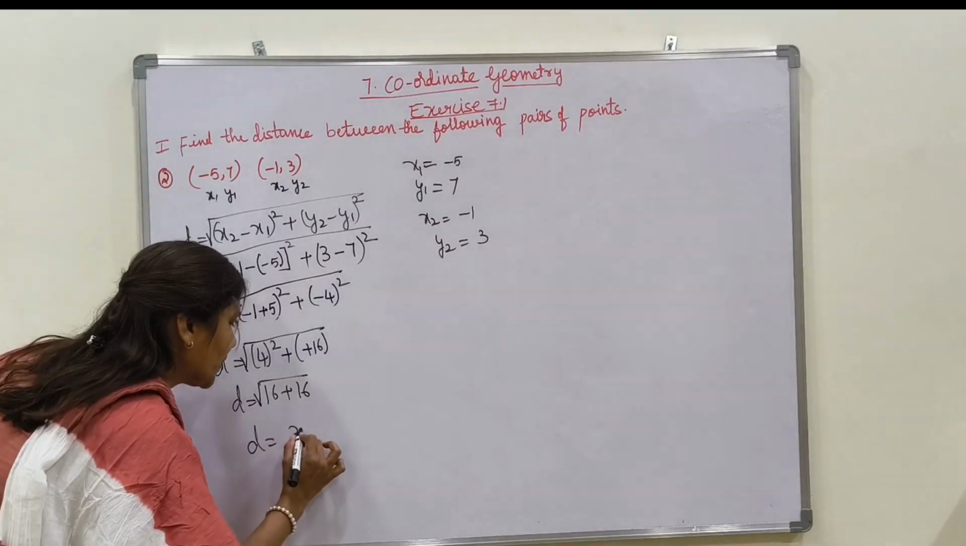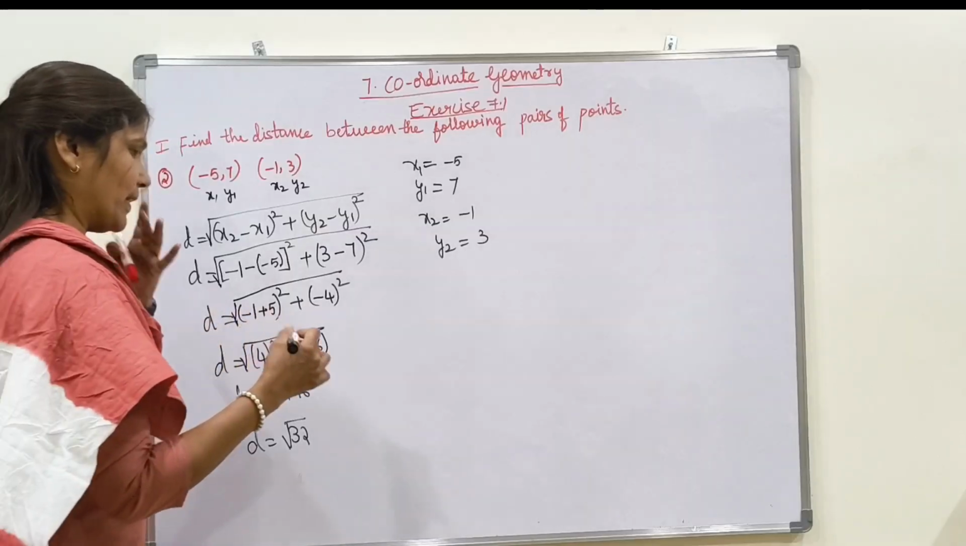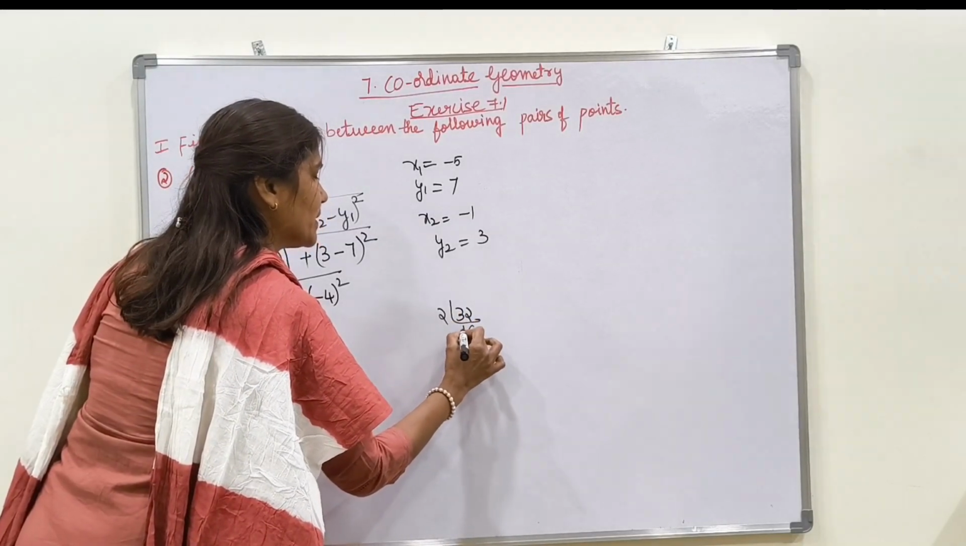D is equal to root 32. Root 32 is also a correct answer. Again you have to simplify. For 32, 2 ones are 2, 2 sixes are 12.